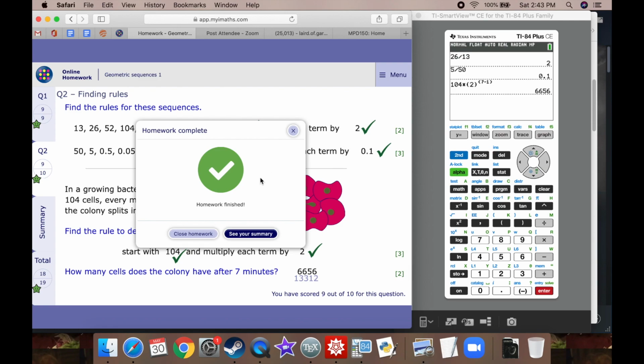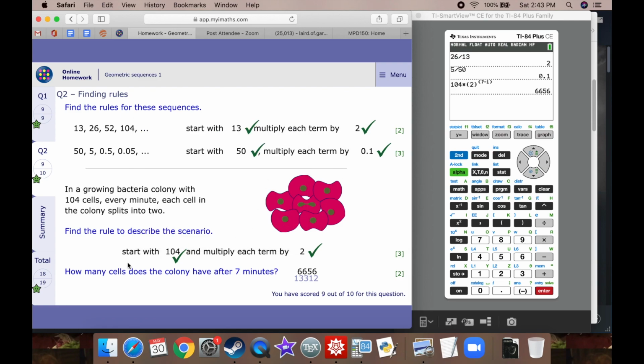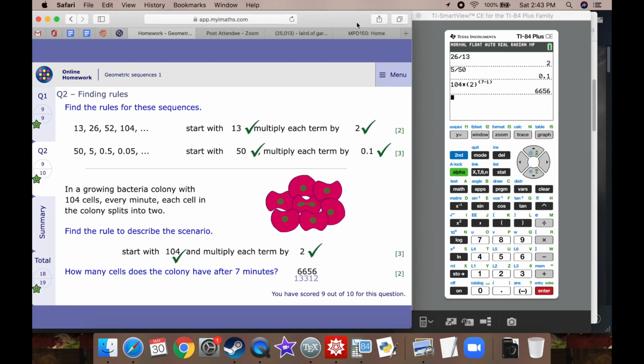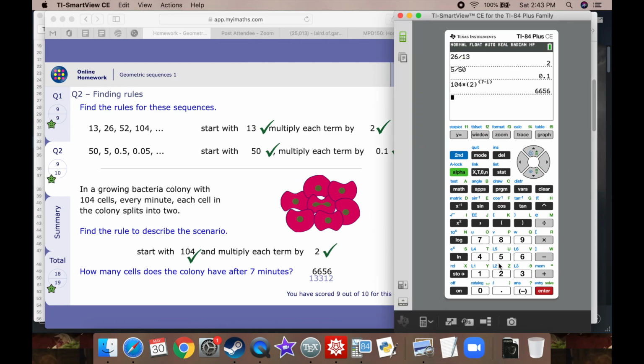Huh? What did I get wrong? After 7 minutes. I don't think that's correct. Uh-oh, I don't think my MyiMaths is correct here. I don't think this is right. Nope, I don't think that's right. Let's do this the good old-fashioned way here, because I'm pretty sure that's wrong.